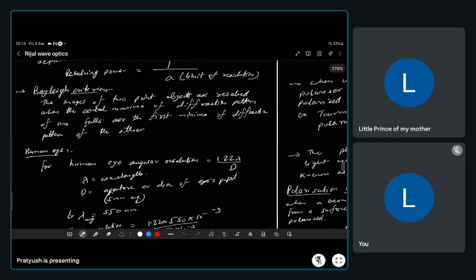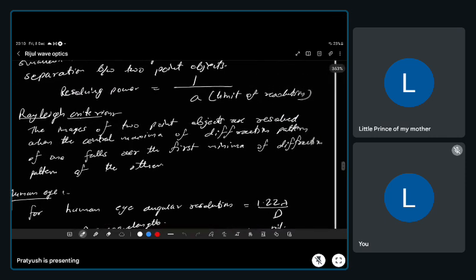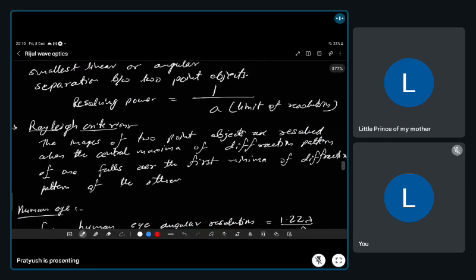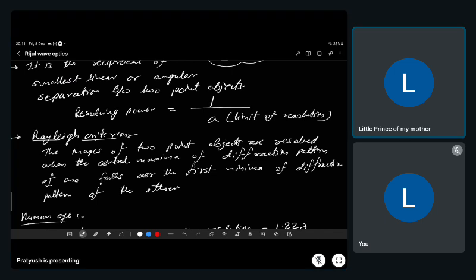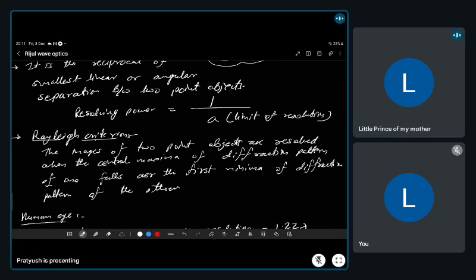This was dependent on Rayleigh's criterion. Images of two objects are resolved when the central maxima of the diffraction pattern falls over the first minima of the diffraction pattern of the other. Getting it? Means maxima must not combine with one another. If the maxima of the first is combined with the maxima of the second, the images will appear as one.